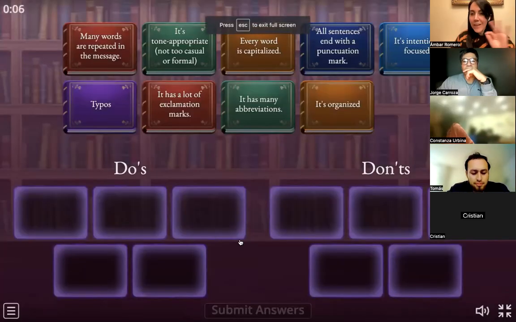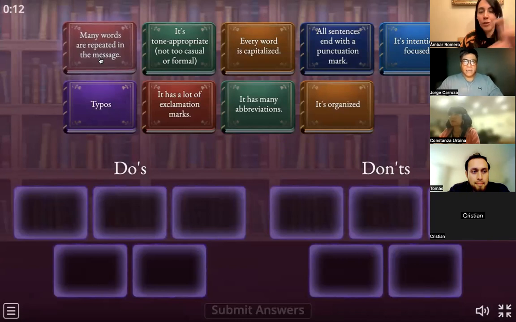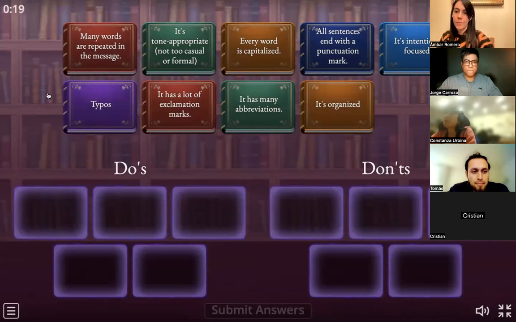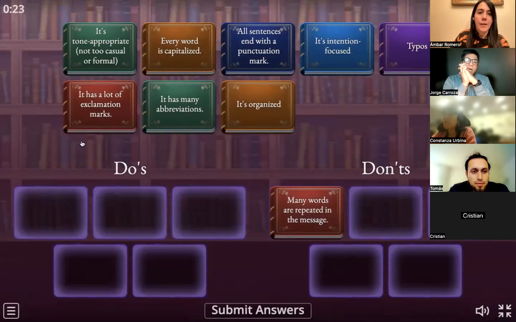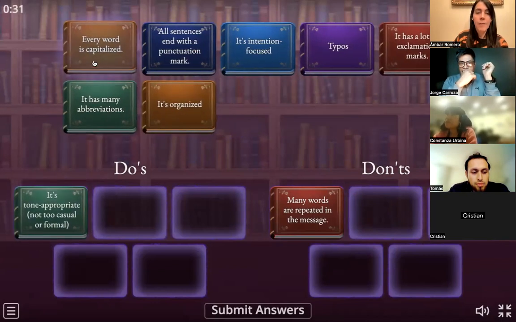Okay, this is very simple. Please tell me the sentences that are do's and the sentences that are don'ts. For example, many words are repeated in the message. Is that something we should or shouldn't do? Don't. Okay. It's tone appropriate, not too casual or formal. Do. Good. Every word is capitalized. Don't.